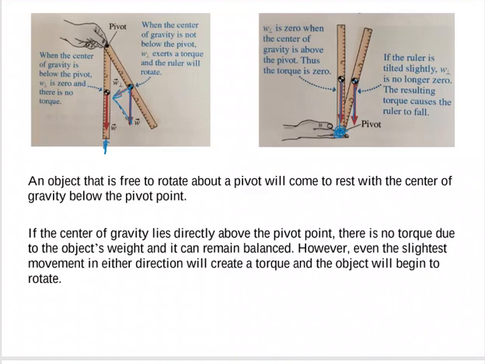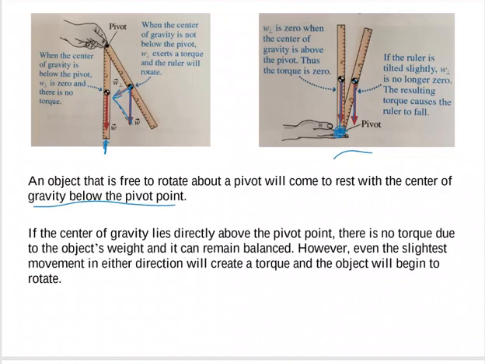Make sense? Yeah. Okay. So an object that is free to rotate about a pivot will come to rest with the center of gravity directly below the pivot point, or above in the case on the right-hand side. If the center of gravity lies directly above the pivot point, there is no torque due to the object's weight, and it can remain balanced. However, even the slightest movement in either direction will create a torque, and the object will begin to rotate.